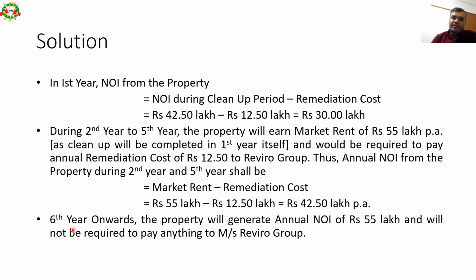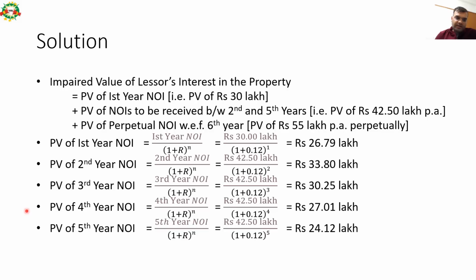And from the sixth year onward, there will not be any payment of remediation cost. So the property will start earning 55 lakh rupees of annual rent on a perpetual basis. So then we have to calculate the capitalized value of these cash inflows. So the impaired value of the lessor's interest in the property is equal to the present value of first year NOI, which is 30 lakh rupees.